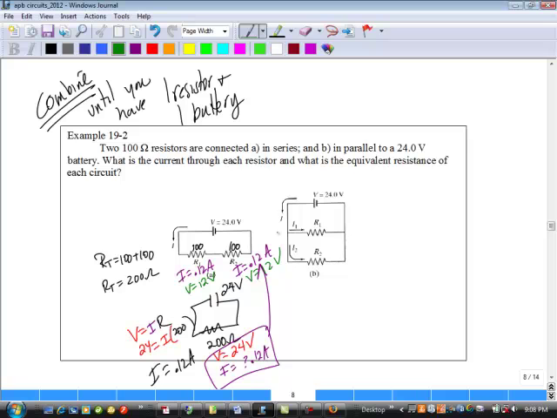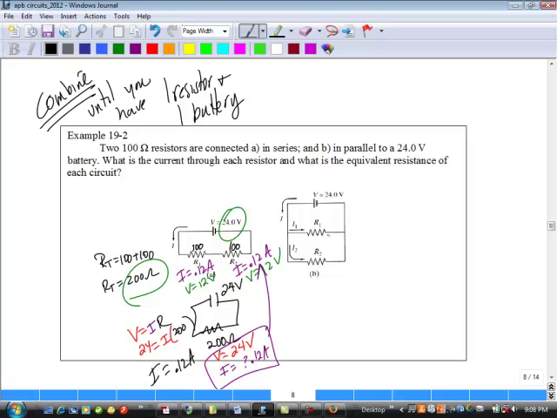Now, could you have said, 24 volts, two identical light bulbs, it's got to be split equally? Yes, you could. But this shows mathematically how you could do that if it wasn't identical. So the total resistance here we calculated was 200 ohms, and we calculated the current going through each one.